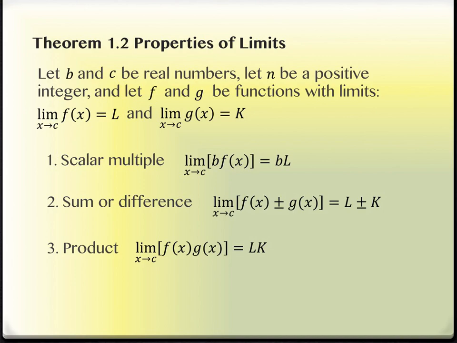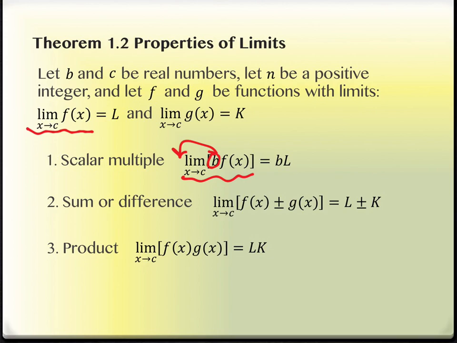The first one is scalar multiple. It says that if you have some number b multiplied by f of x, in a very real sense, you can pull this b out in front. Everything you're left with is the limit of f of x, looks just like this. And that b will get multiplied by the limit value L. The second one, sums or differences, says that if you have addition or subtraction of these functions, you can just add and subtract their limits. It's exactly what you would expect.